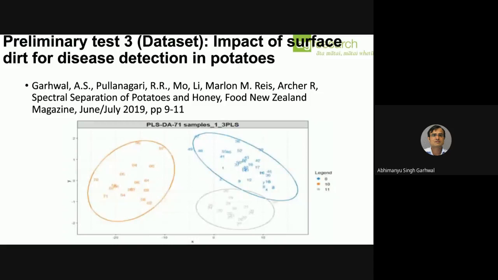Yeah. The last test we did was to identify this: normally when we harvest the potato, they are dirty. So can we scan the dirty potatoes or washed potatoes? So we conducted another trial test where we captured the hyperspectral images of the dirty potatoes and the hyperspectral images of the washed potatoes. And we can see there's a clear-cut difference: this blue is the dirty potatoes and this orange color is the washed potatoes. So we decided that we will use washed potatoes for our big trial.